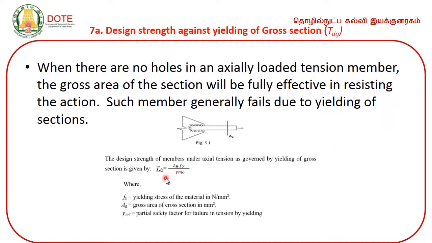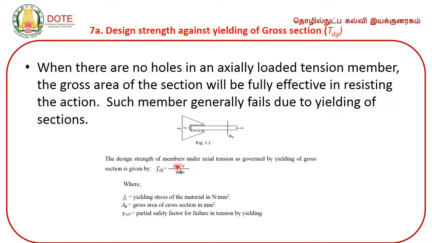The same way the derivation is done here, this is the design strength of the member under axial tension, TDG, which is denoted by the letter TDG, that is equal to AG into Fy divided by gamma m naught. And remember, this is the load, that is equal to area into stress. TDG is the load or strength of the member, that is equal to area into stress. That is all very simple to remember. And area here, because the material fails by yielding, is always associated with the gross area.